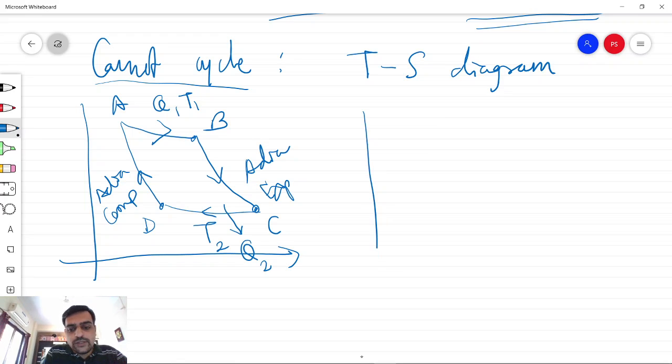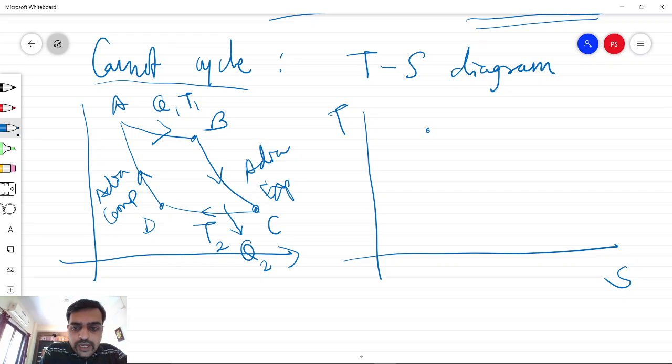Now the same process could be represented on a temperature entropy diagram. So let us start from point A. Note that this process is isothermal, so it happens at constant temperature. So in this case, if this happens at a constant temperature T1, we should draw a horizontal line starting from A and ending on B.